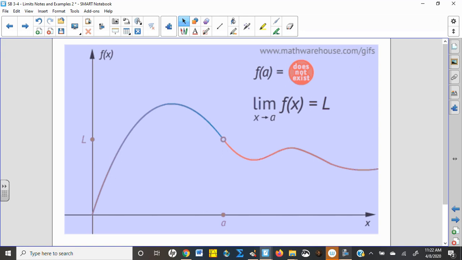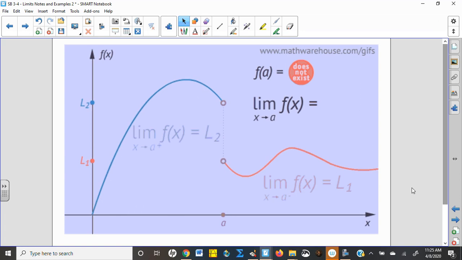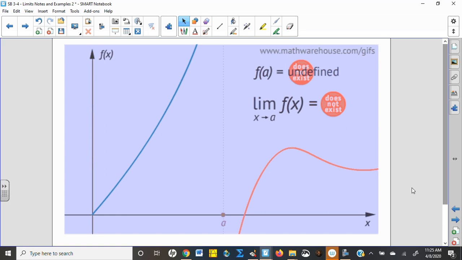So one last time, continuity, limit exists. Removable discontinuity, limit exists. Jump discontinuity, limit does not exist. And then infinite discontinuity, limit certainly does not exist. Those are really the four major types of situations that we are going to evaluate.